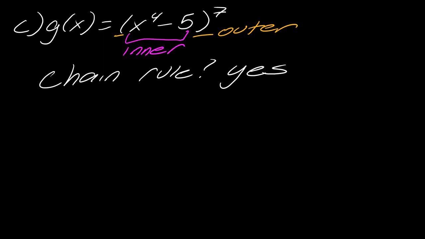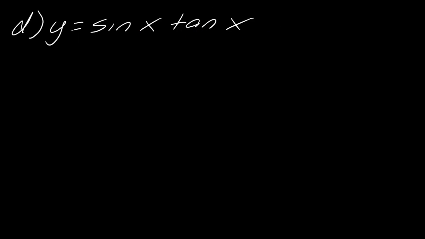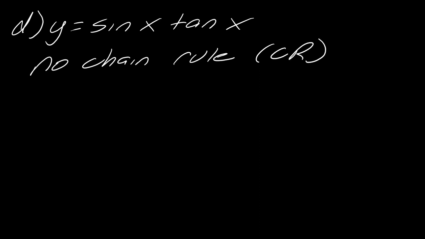All right, moving on to D. So do I need the chain rule? This is where people start to get kind of confused. You actually don't need the chain rule. So we need no chain rule here. Maybe I'll just start calling that CR. We'll just call it CR now. So you could just use the product rule here.